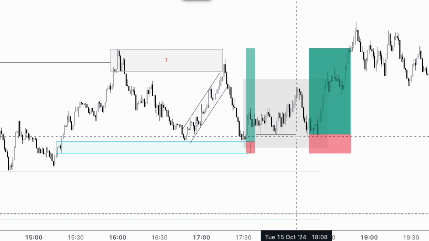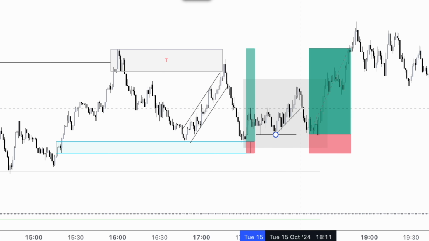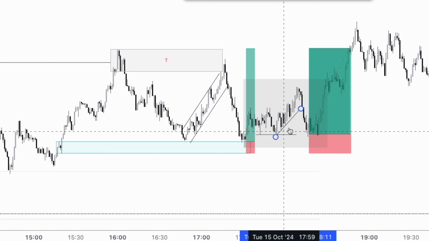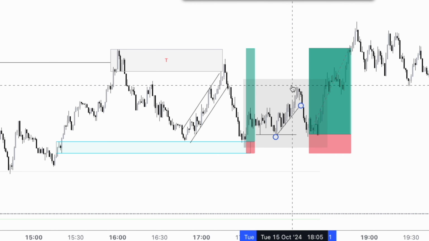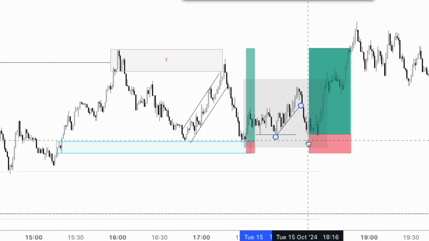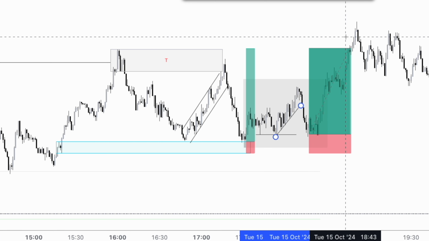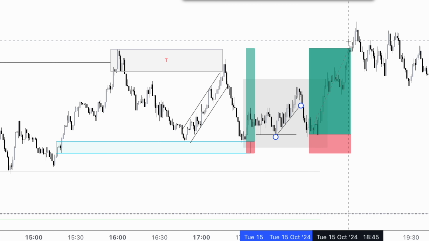But you can also see another accumulation phase. See how the price is tapping on this trend line. This is the manipulation phase with speed, and then price goes up.